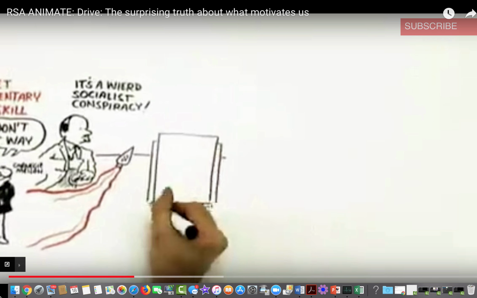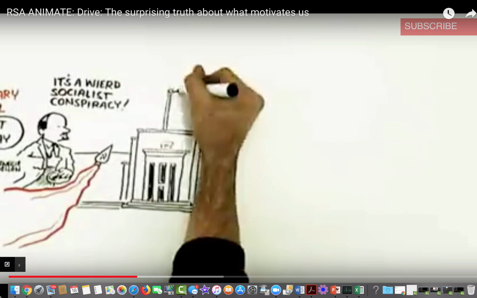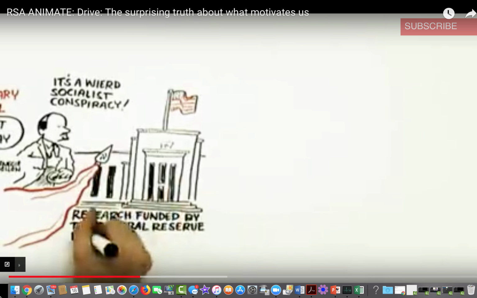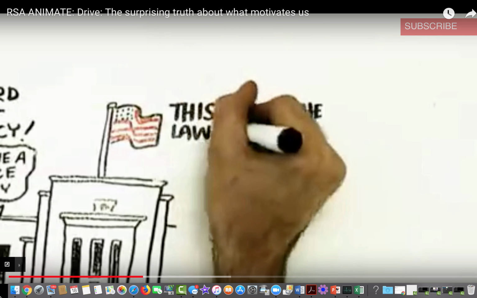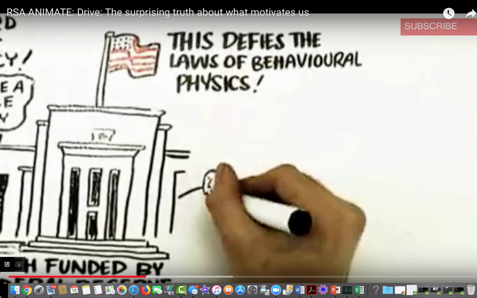For those of you who have those conspiracy theories, I want to point out the notoriously left-wing socialist group that financed the research, the Federal Reserve Bank. So this is the mainstream of the mainstream coming to a conclusion that's quite surprising, seems to defy the laws of behavioral physics. So this is a strange finding.